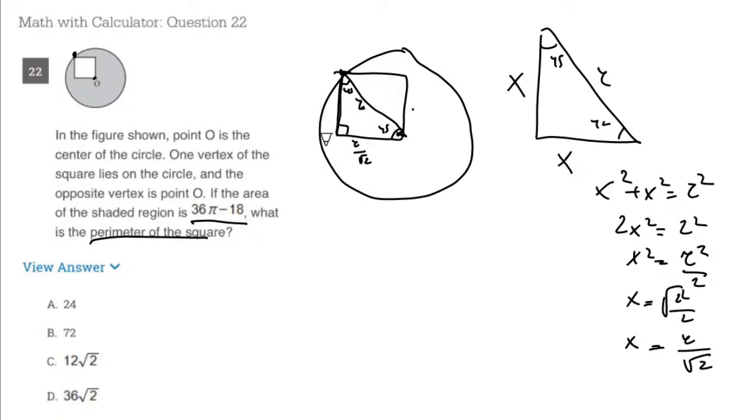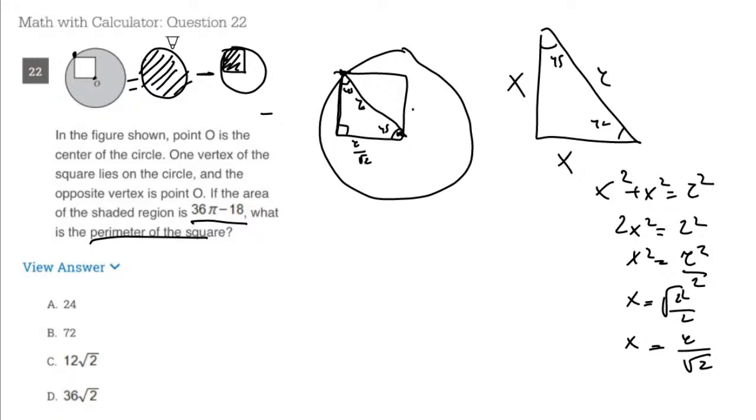Okay, we found the value of the side of the square in terms of r, but we don't know r. But how can we find it? We can find it through the shaded area. What does the shaded area equal to? It equals the area of this circle minus the area of this little square, right?